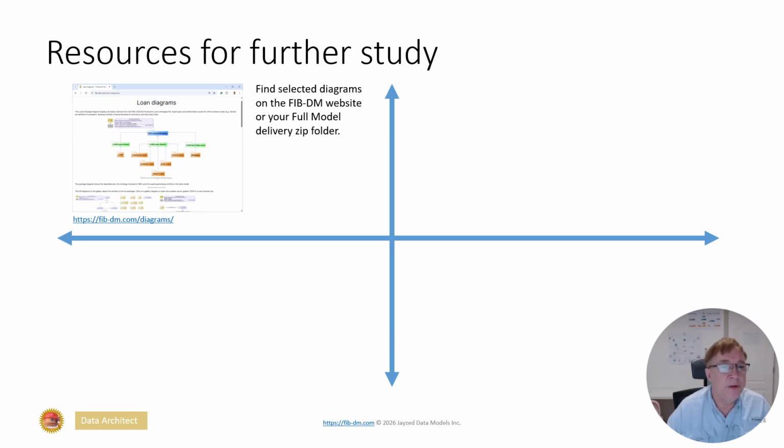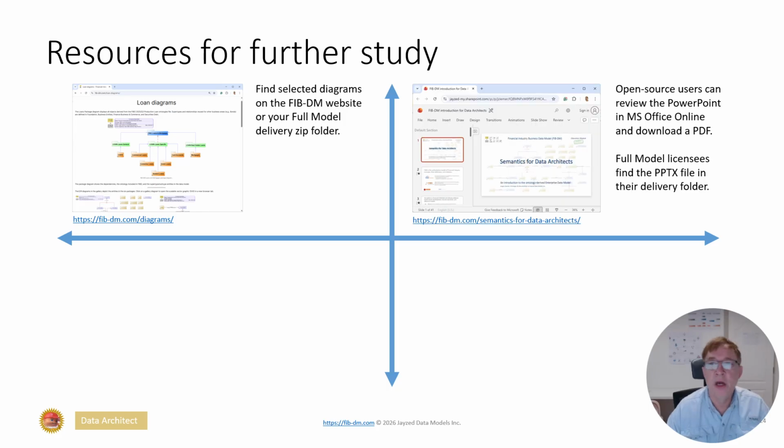So typically the FIB-DM release has maybe a dozen diagrams, the newest for new ontology modules, but not all of them. No? So here this keeps the history, and you would do the same if you adopt FIB-DM and customize it as an enterprise data model. So open source users can review this PowerPoint in MS Office online and also download the PDF. And if you have the full model version, then you find the original PowerPoint file in your delivery folder.